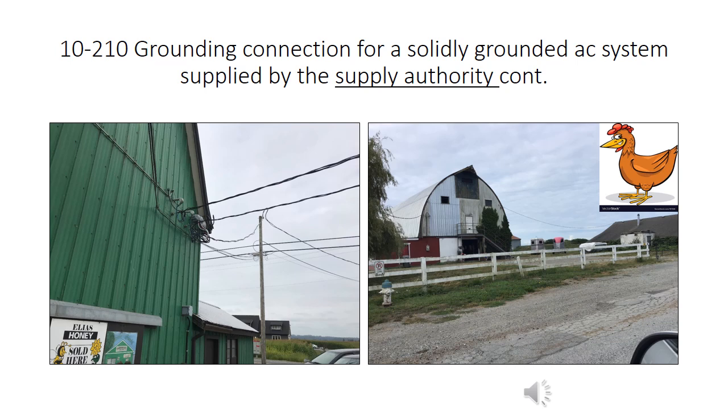10-210, grounding connection for a solidly grounded AC system supplied by the supply authority. Continuation. In accordance with 10-210, the grounded conductor of a solidly grounded AC system supplied by the supply authority shall be connected to a grounding conductor at one point only at the consumer's service.